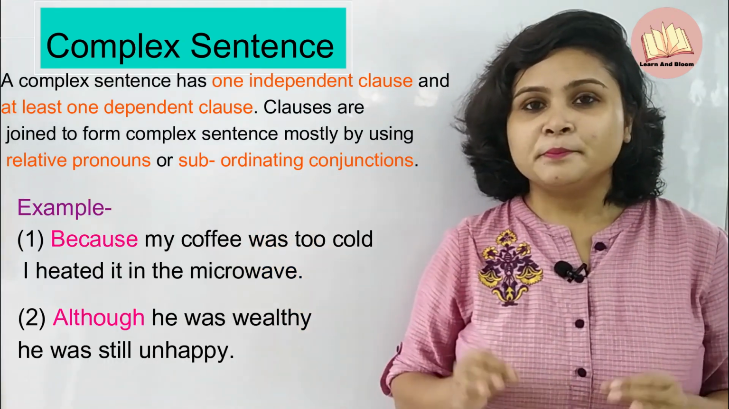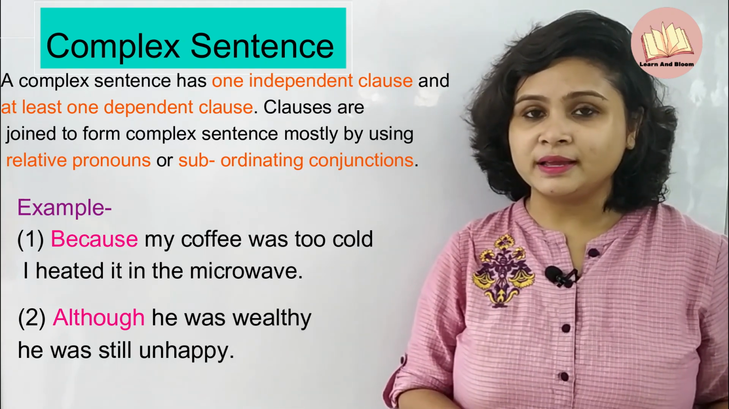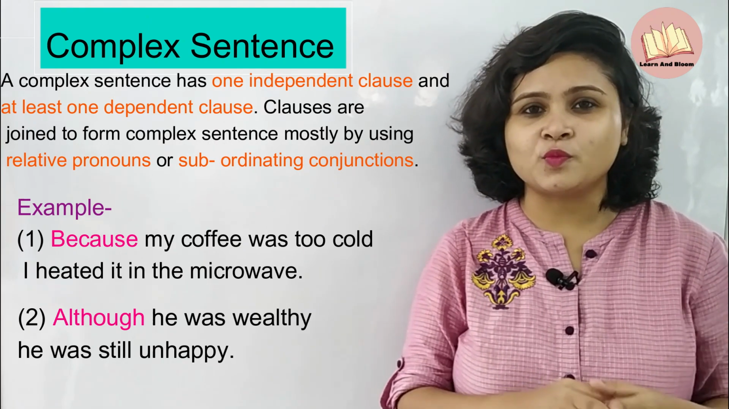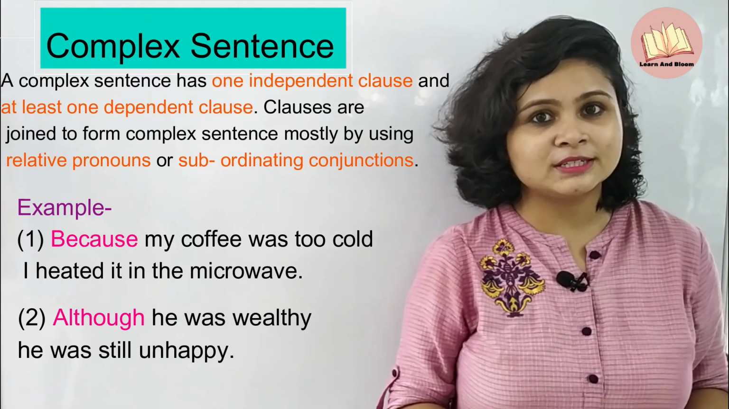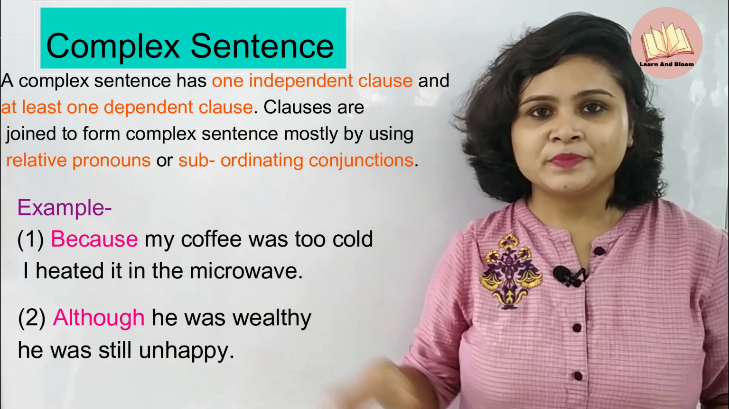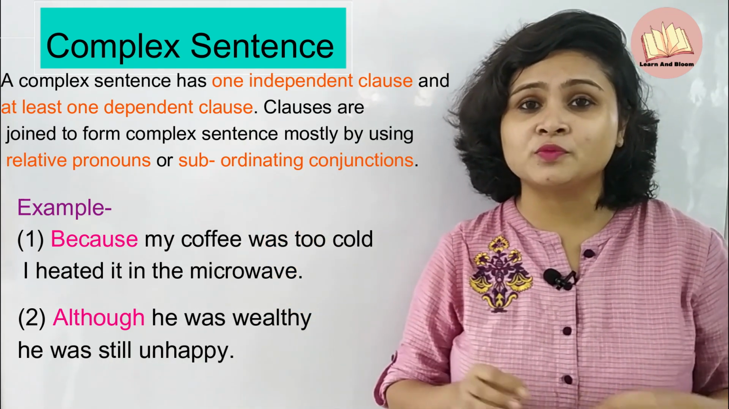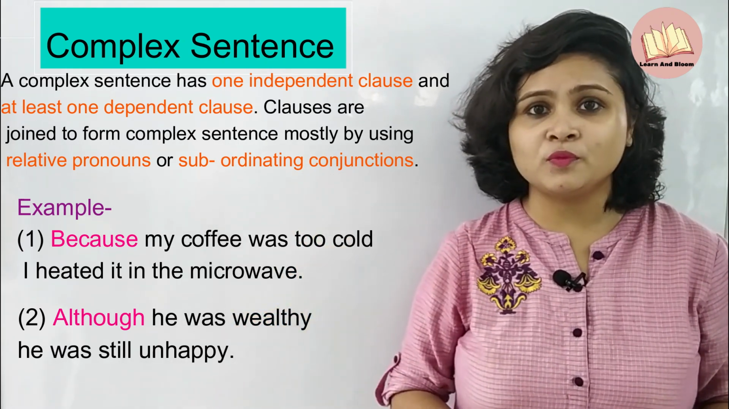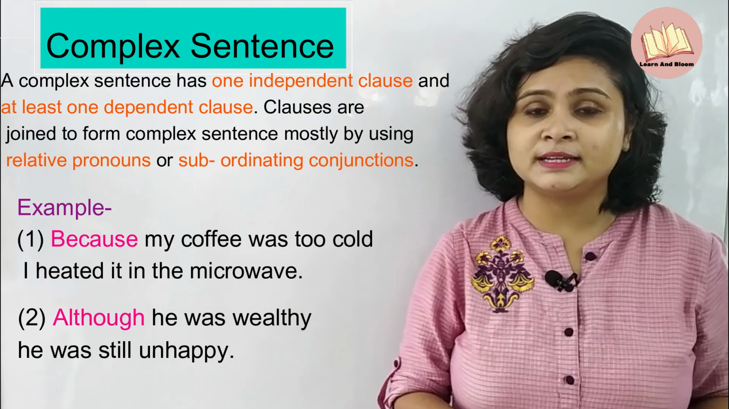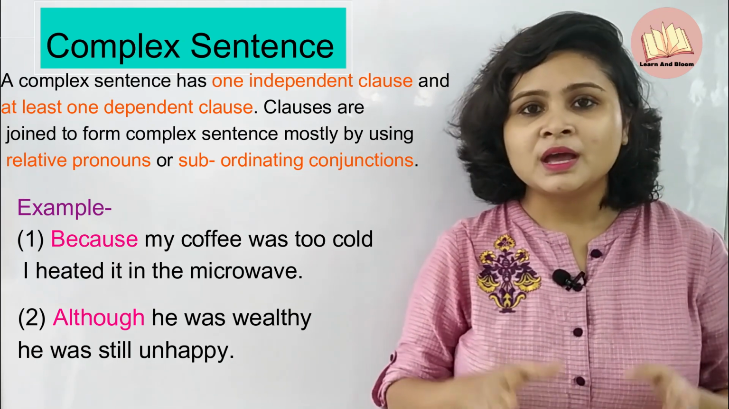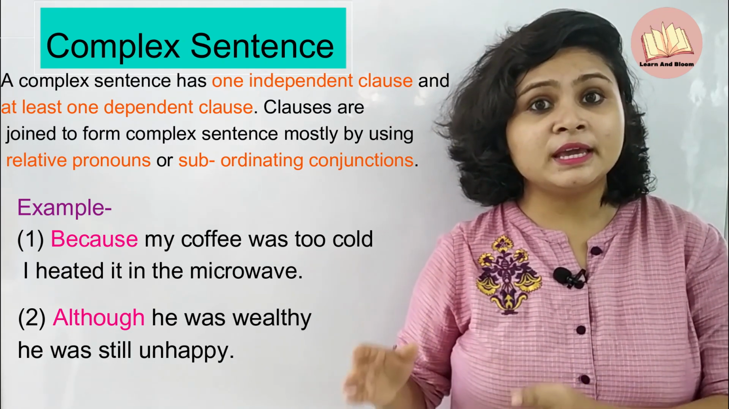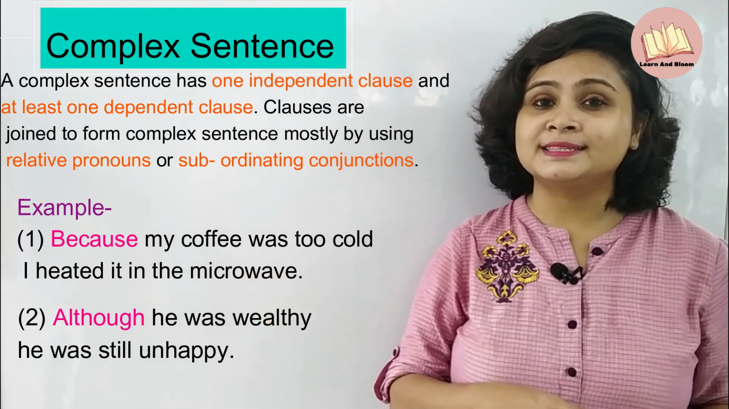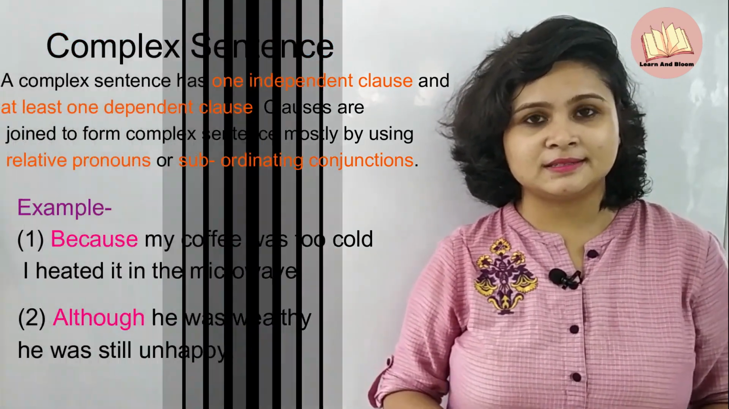Say this sentence: because my coffee was too cold, I heated it in the microwave. In this sentence, we can find there is one dependent clause or subordinate clause and one main clause. Now the second one: although he was wealthy, he was still unhappy. So in this sentence also we can find one dependent clause, that is "although he was wealthy", and one main clause, that is "he was still unhappy". So this sentence is also an example of a complex sentence.